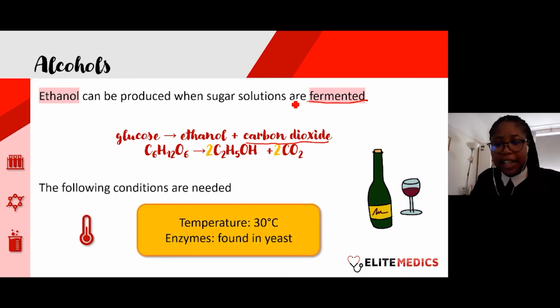Fermentation takes place fastest at temperatures of about 30 degrees Celsius. The reason for that is that the enzymes that catalyze these reactions work best, so their optimum temperature is around 30 degrees Celsius. So if you want to have ethanol being produced, you want to take your sugar solution, take your yeast, cover it and leave it at 30 degrees Celsius. Those will be the best conditions for you to synthesize your ethanol.